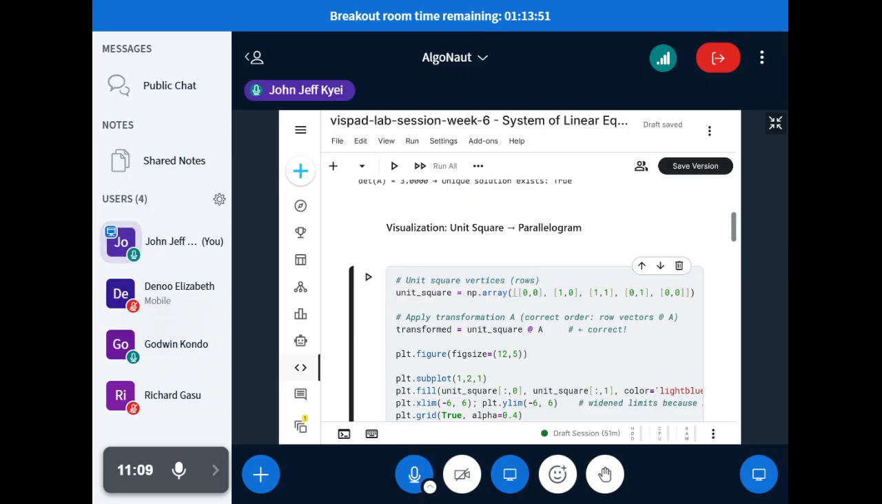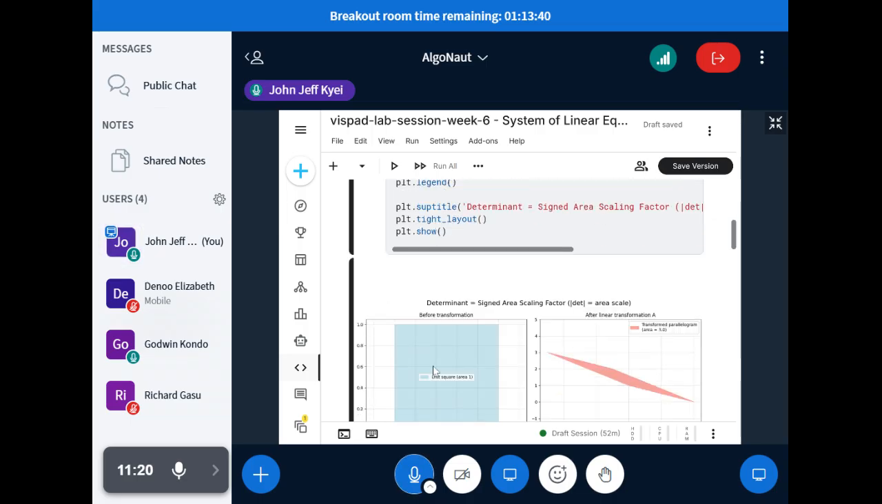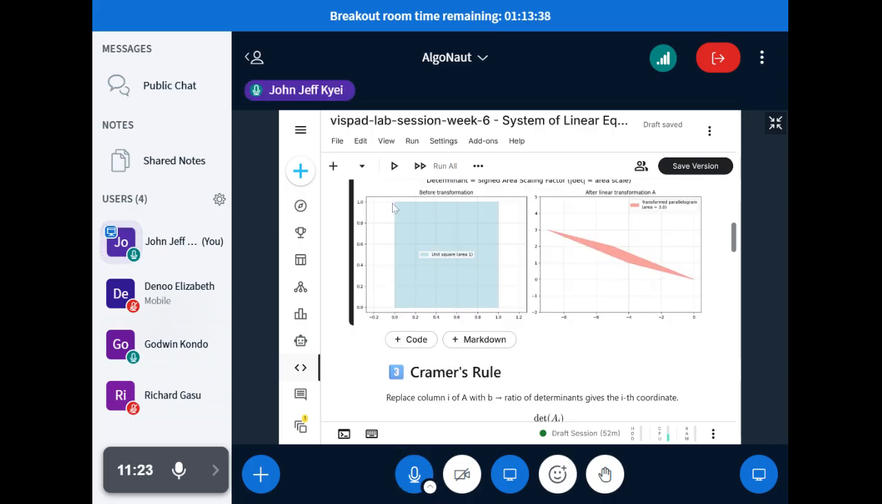We just got the points (0, 0), (1, 0), (1, 1), (0, 1), and (0, 0), and it just draws. So it starts from the point (0, 0), goes to (1, 0), comes to (1, 1), comes to (0, 1), and comes back to (0, 0). That's why you have 5 points, but it's a square. It starts from here and ends here, right?